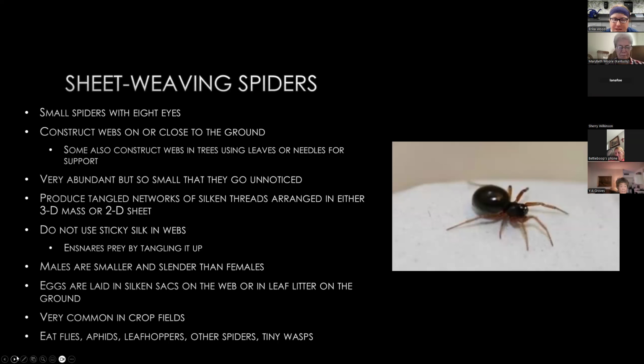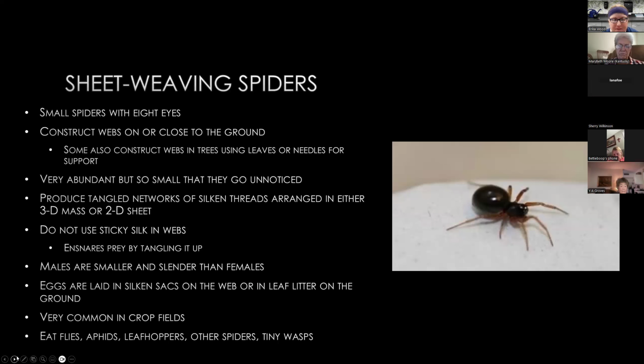These will not use sticky silk in their webs. And what I mean by sticky silk is the common silk that's used to entangle prey and get prey stuck in other spiders' webs. That's not the case with this spider. Instead of relying on sticky silk to get prey stuck in the web, they are going to ensnare the prey by tangling it up in the web. So it's just going to get tangled up and not be able to get out.